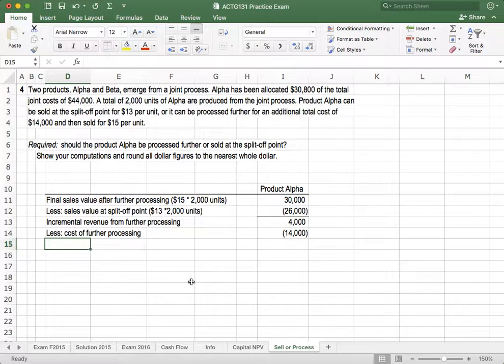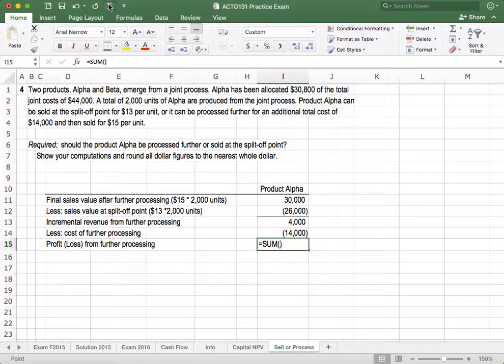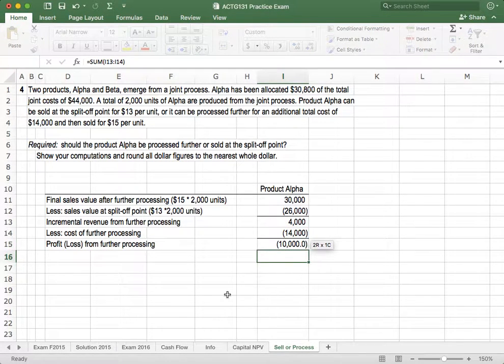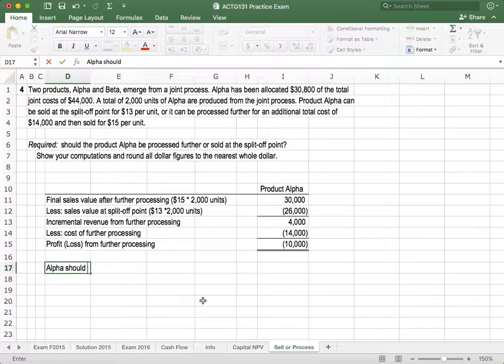Okay, so we're done with the problem. Now here's the profit or the loss from further processing. This is the answer. And as you can see, it's not a good idea to process further because they're not going to make any more money. If anything, they're going to lose $10,000 by processing further. So the answer is alpha should not be processed further.